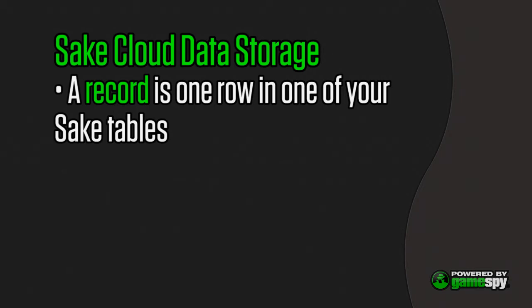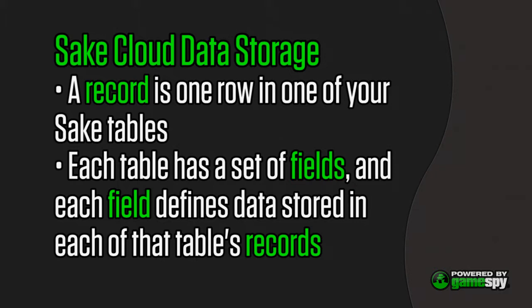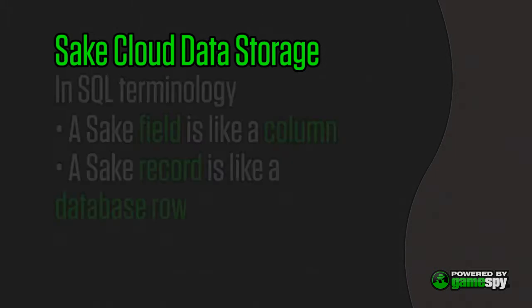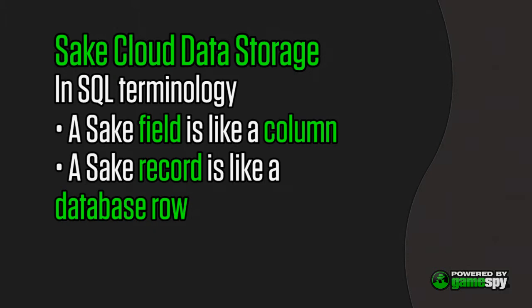A record is one row in one of your Saki tables. Each table has a set of fields, and each field defines an atomic data value stored in each of that table's records. In SQL terminology, a Saki field is like a column, and a Saki record is like a database row.